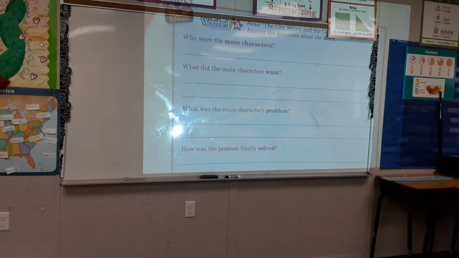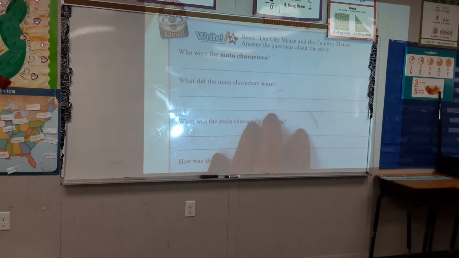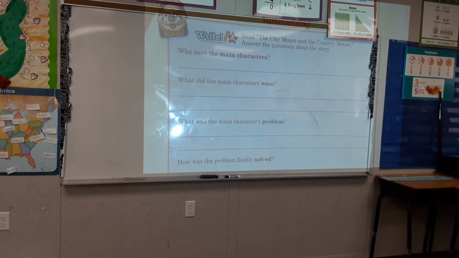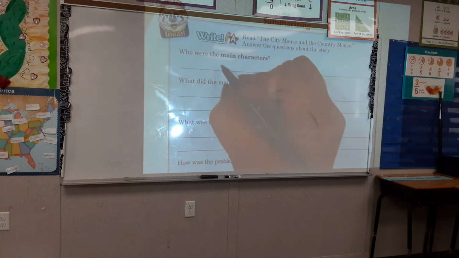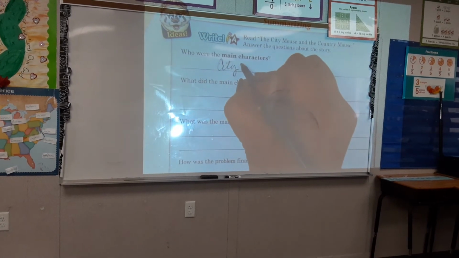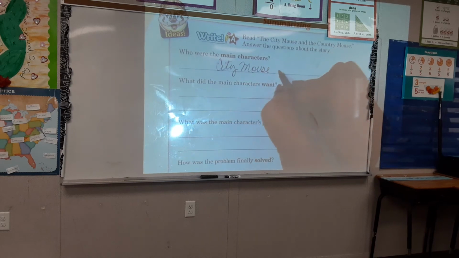Now, let's go on to our work page and let's answer the questions. The first one, who were the main characters? That would be the city mouse and the country mouse. The next one, what did the main character want? She wanted the country mouse to come visit her in the city. Let's write those down. So, who were the main characters? City mouse and country mouse.